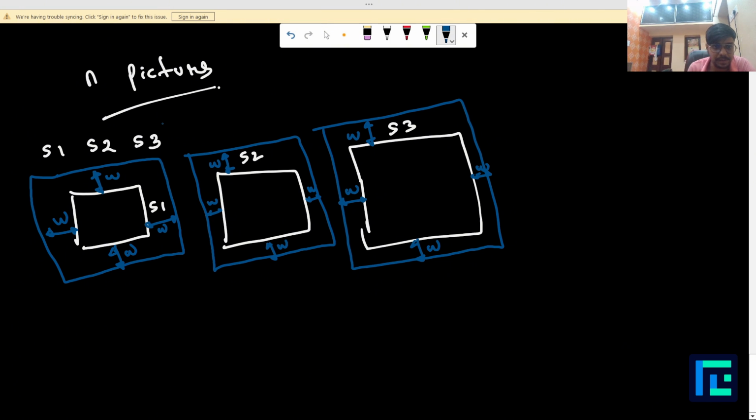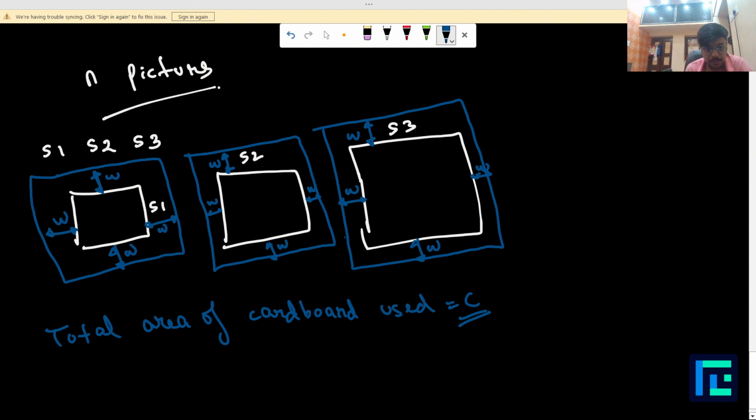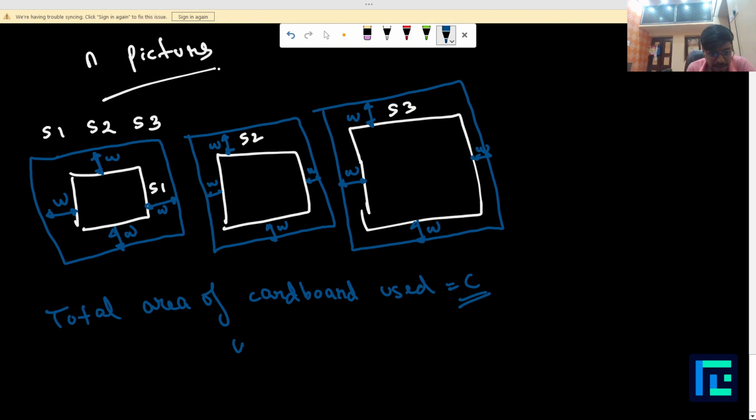Now what they have told is that the total area of cardboard used is equal to C. This is something that is given to you. So the question is, can you find W? What is the value of W? This is actually what the question is.